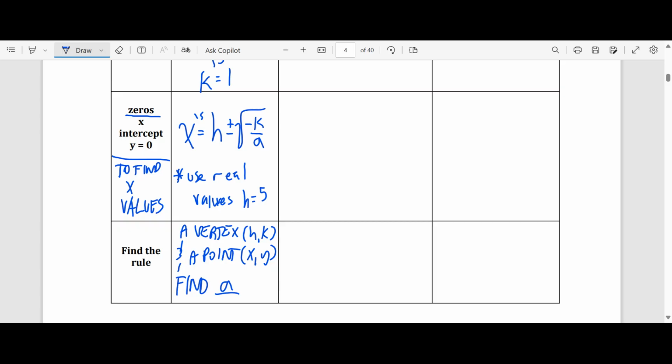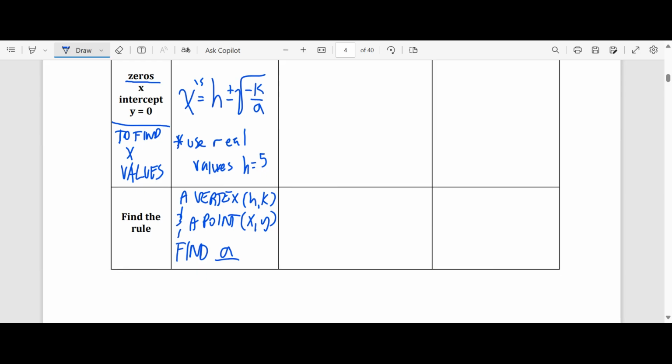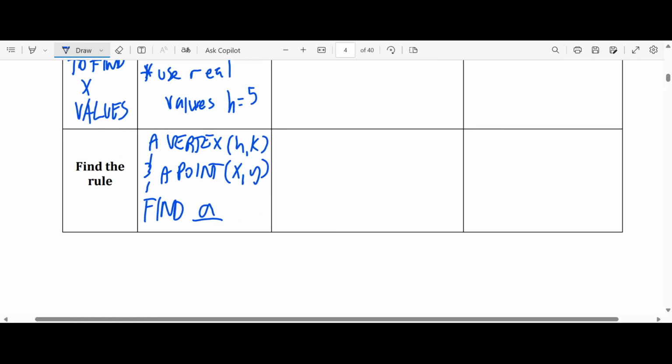So when I say you're missing a rule, you know how last year they'd say find the rule from 2 points, and you would use that formula and find the m as part of the rule. That's what's happening here. These are the things you need to solve for a. So I'll leave that there for a second. You need a vertex and you need a point to find a.